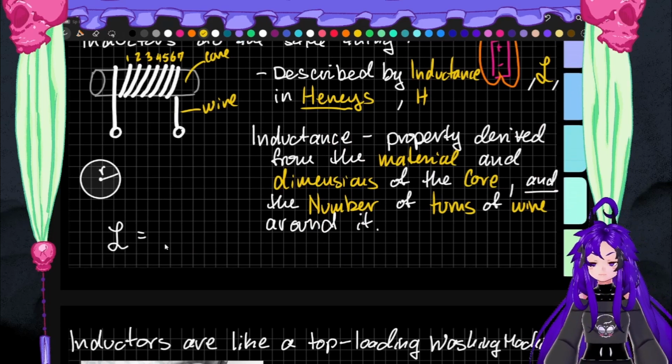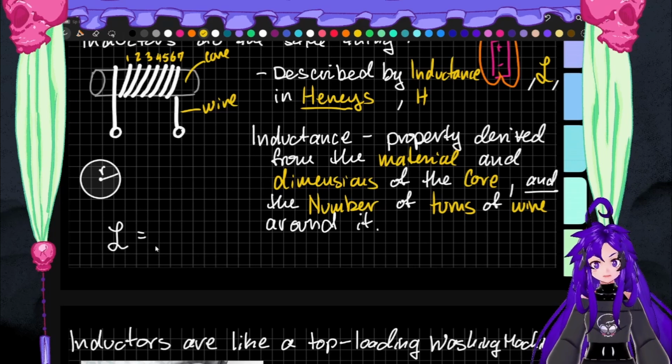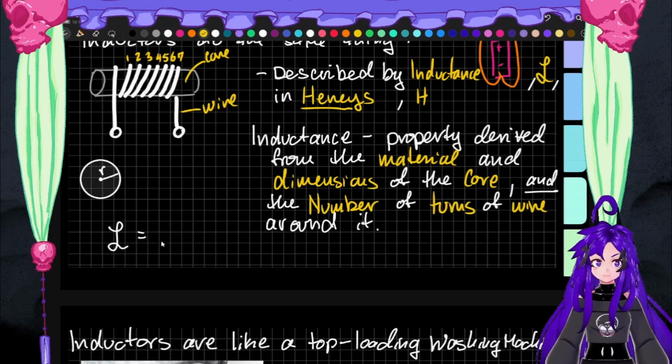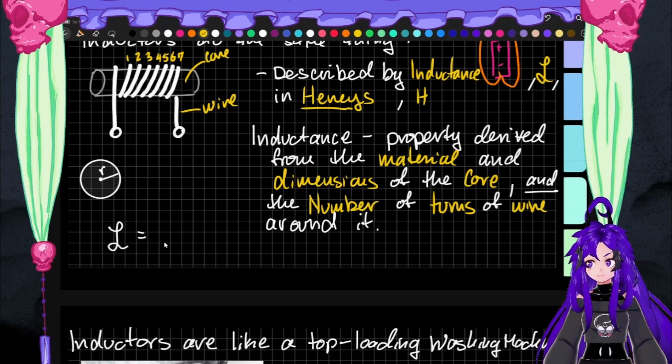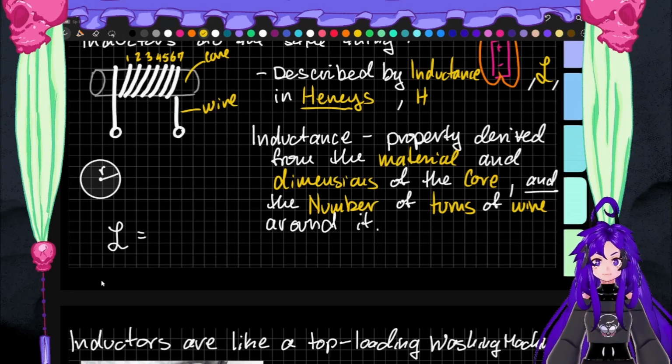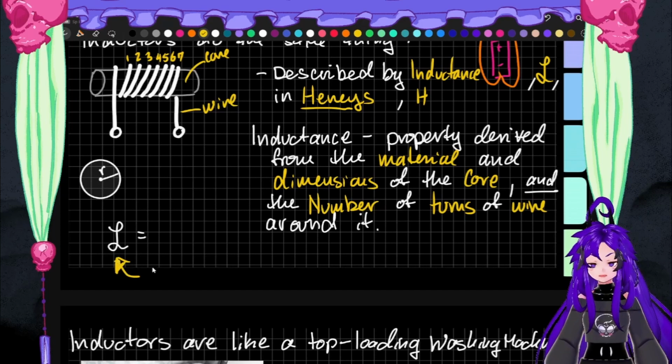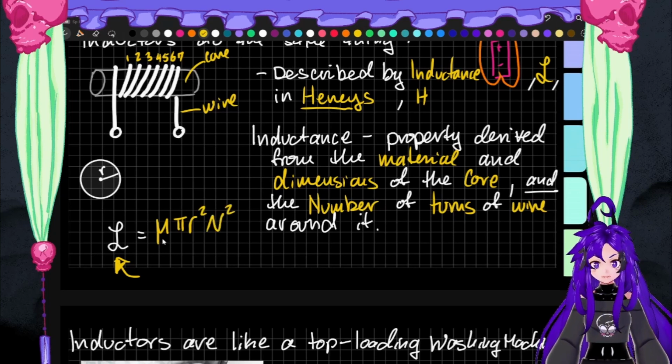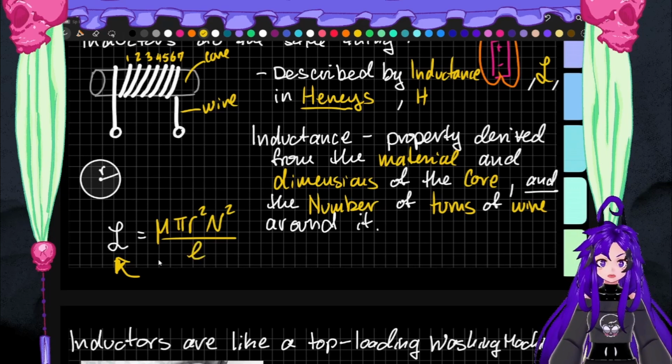So I'm gonna give you the equation for this. Again, probably not gonna force you to calculate this or memorize this. This is just to illustrate where this value comes from, right? It comes from permittivity, pi r squared n squared over L. Okay, so lots of letters.